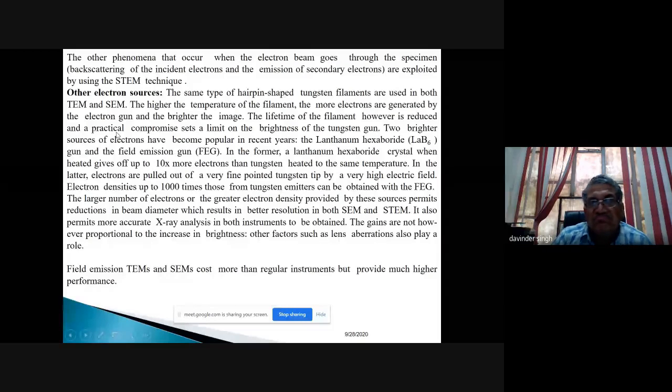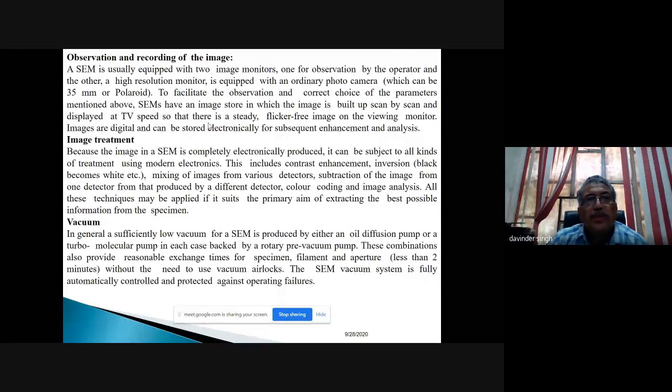Then another concept of the sources: what type of source, field effect, scanning or other source, what type of improvement you can do. These are just ideas, maybe you can skip that. Then observing the recording of images, so image treatment, and up to what limit the vacuum is required for a particular image analysis.